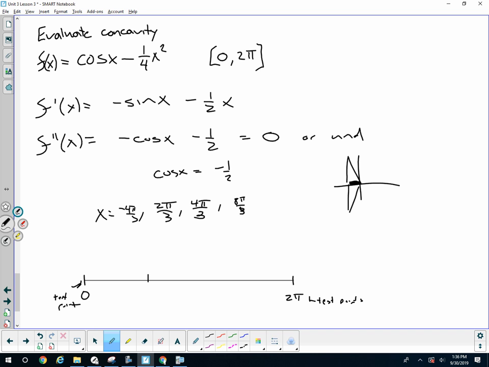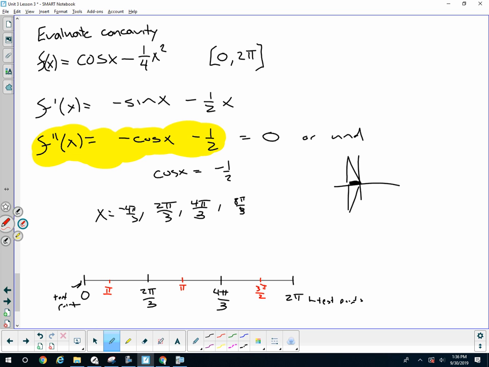Sometimes we'll want to use those values because they'll be easy to work with. If you're not comfortable using those values, you can use something as easy as pi/2. You could use something like 3 pi/2. It doesn't matter. And those are the values that I would be using. The extremes. Now, make sure you go back to your second derivative. It's negative cos x minus 1/2. Pick values that work easily.